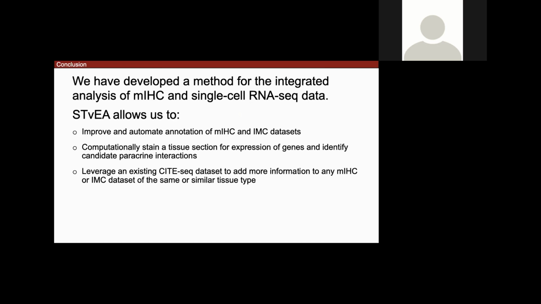And lastly, we created our own CITE-seq data set, but our vision for the future is there will be many publicly available CITE-seq or REAP-seq or AbSeq data sets, or even maybe a database of such data sets, which could be used to add annotations to any new incoming multiplexed immunohistochemistry or cytometry data set of a similar tissue type, which would allow for truly automated annotations of those data sets at pretty high cell resolution with no extra need for manual annotation.